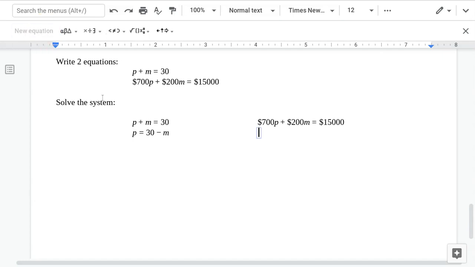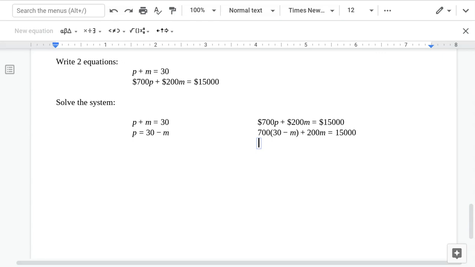I'm going to do this without the dollar signs for a while. And so let's see. We have 700, and we're going to replace that letter P with what it was equal to in the other equation, which was 30 minus M. And then we have plus 200 M still, and we're still equal to 15,000. Okay, and so once we substitute, we get an equation that just has one variable, meaning we can solve for the letter M in this scenario. Using parentheses reminds us that we need to distribute this value of 700. So let's go ahead and give that a try.